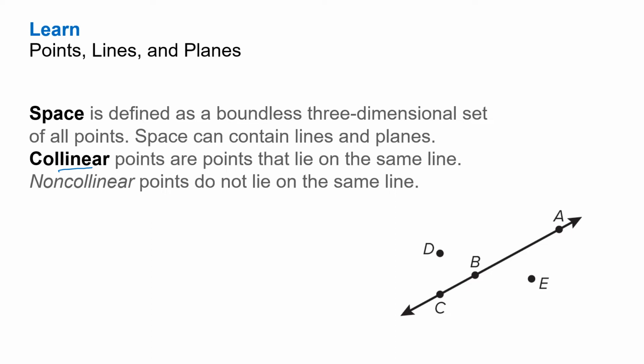So, can you give me an example of 3 collinear points from this diagram? Points A, B, and C are collinear.